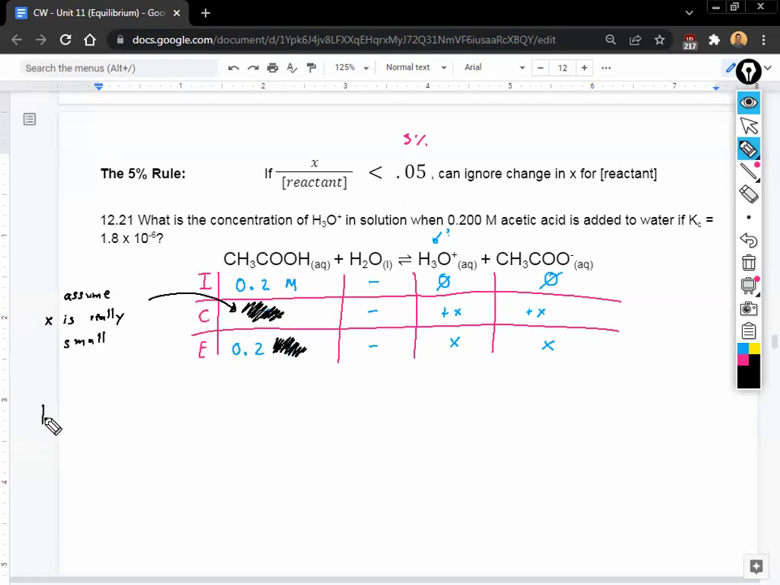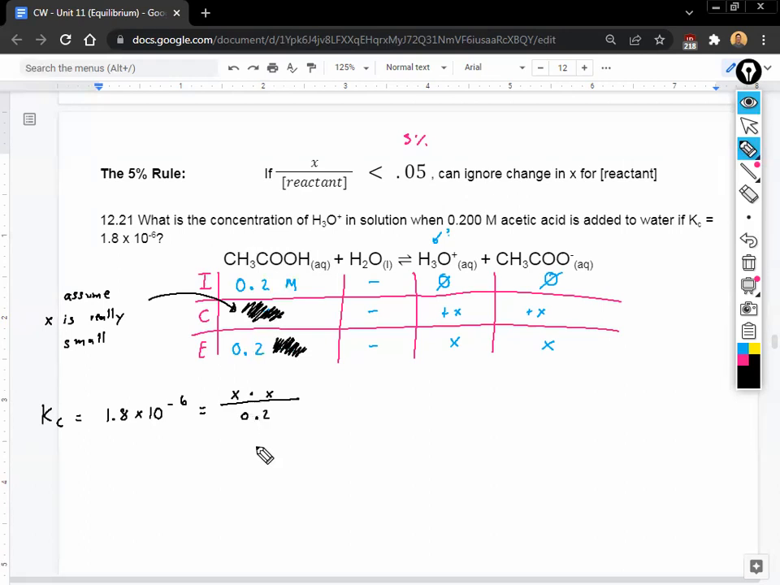And then we know that Kc, the equilibrium constant, is 1.8 times 10 to the negative 6. We know how to write the equilibrium expression. It's going to be the concentration of H3O+ times the concentration of the conjugate base, divided by 0.2. I kind of skipped showing the formula. Does this make sense where we got this equation? It's the concentration of products divided by the reactant.